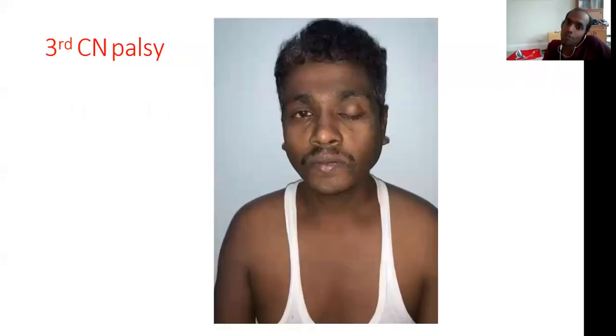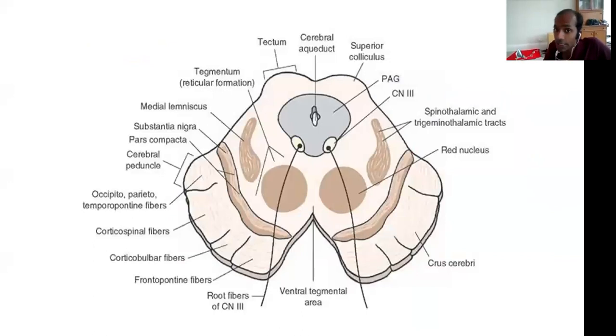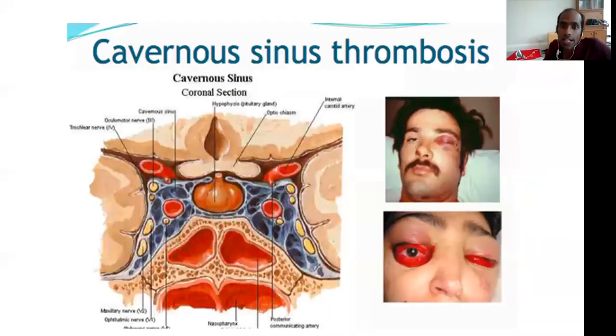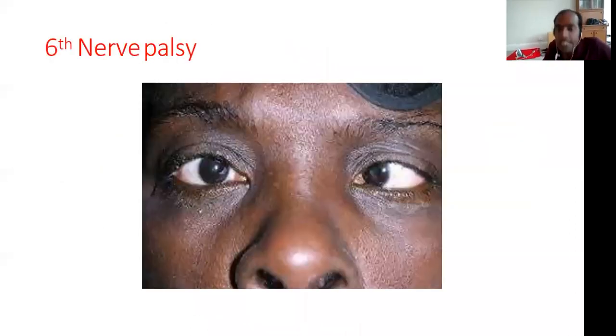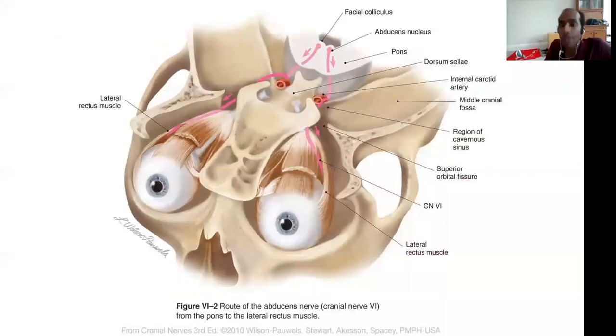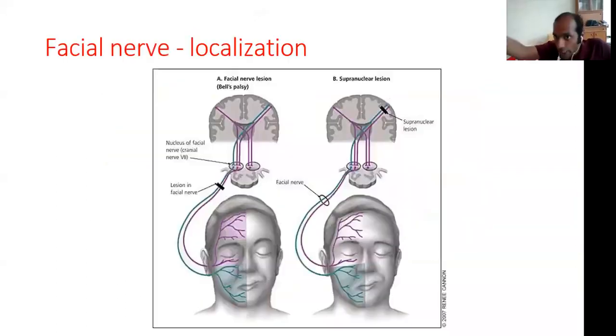So we went through visual field defects, ptosis, third nerve palsy, the course of the third nerve, and how you localize lesions along the third nerve at various points. Sixth nerve palsy, where you localize a lesion, various points again. Facial nerve, approach to upper motor neuron versus lower motor neuron facial nerve palsy.